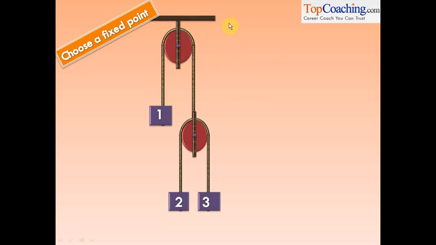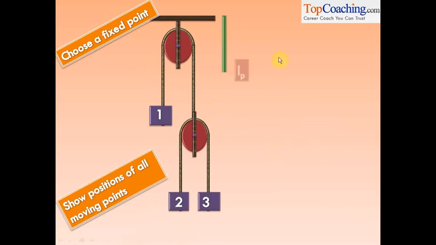Now we write down the coordinates of each moving point in the system with respect to the fixed point. So what are the moving parts of this system? Block 1 is a moving part, block 2 is a moving part, block 3 is a moving part, and the moving pulley is also a moving part. So there are these 4 moving parts in the system. We write down the coordinates of each of these moving parts.